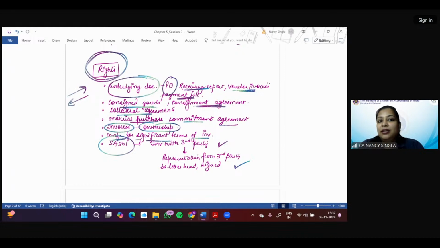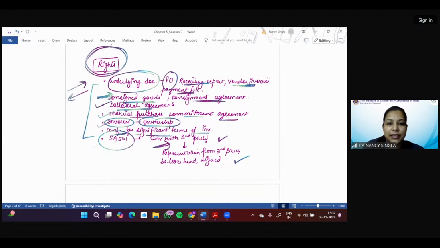So again, the general answers are not going to fetch you good marks, right? So you will have to write the specific answers that are given in your module. And for all those who ask me, ma'am, how to learn, just keep in mind that with respect to inventory, the first point is relating to underlying documents, and you are already aware of the various documents when the inventory is purchased. And when we are talking about rights, some points relating to consigned goods and inventory with the third party will be there.